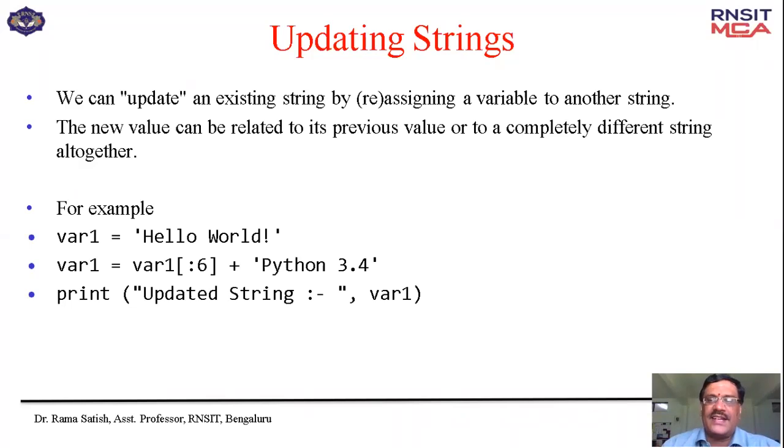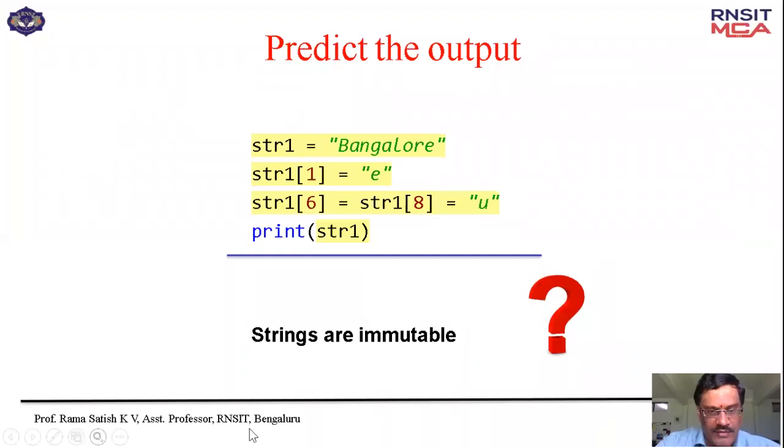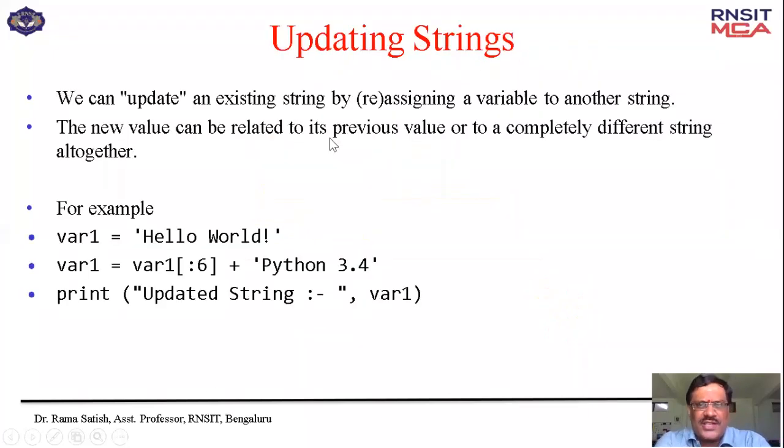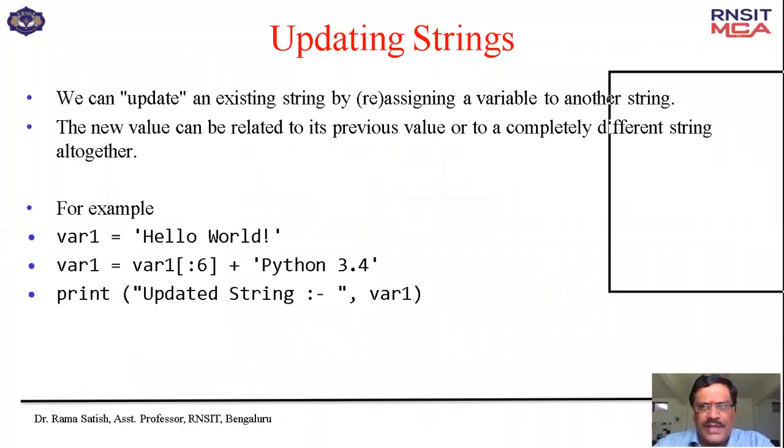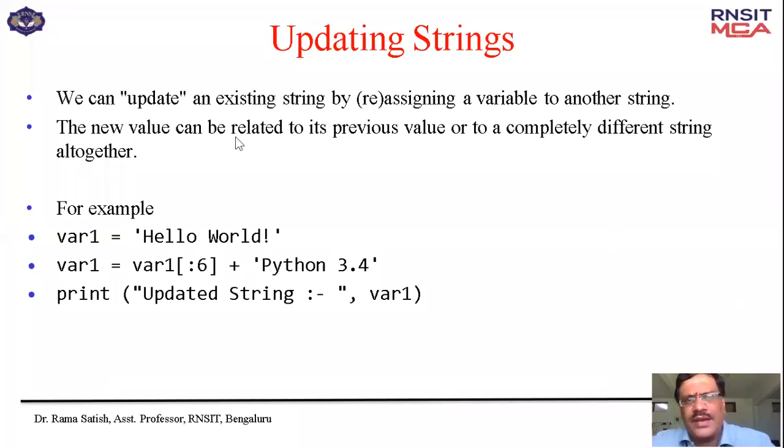We cannot write. That is why this term immutable is very, very important. Please note it down, all of you are having a book and pen, right? So, immutable. If you want to change or update, what you have to do is completely reassign to another string. The new value can be related to the previous value or a completely different string. It has to be overwritten.